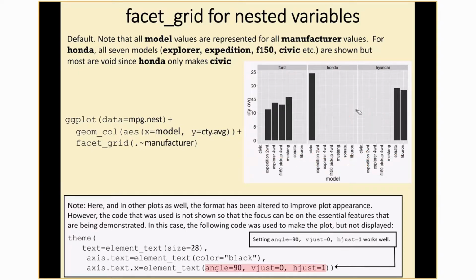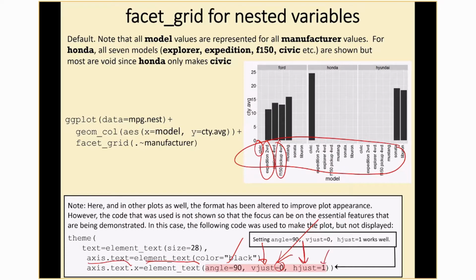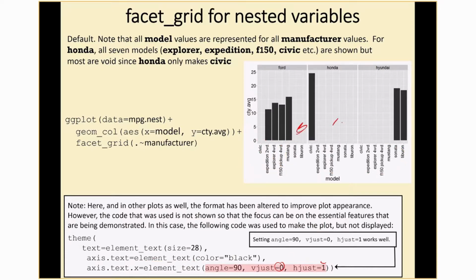Also worth noting that if I want to get these titles on the x-axis, there's the code that does it. This is axis.text.x, that's the name of that element. I specify axis.text.x, and it's going to be operated on by the element_text function. I specify the angle is equal to 90. Through trial and error, I've found that if the vertical justification, vjust, is equal to 0 and horizontal justification, hjust, is equal to 1, that seems to work out pretty well. But you need to address the problem of this blank space.